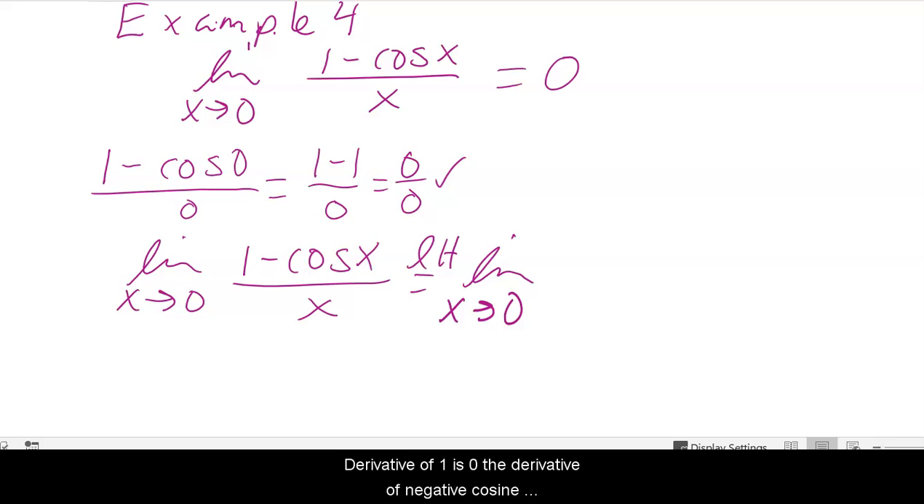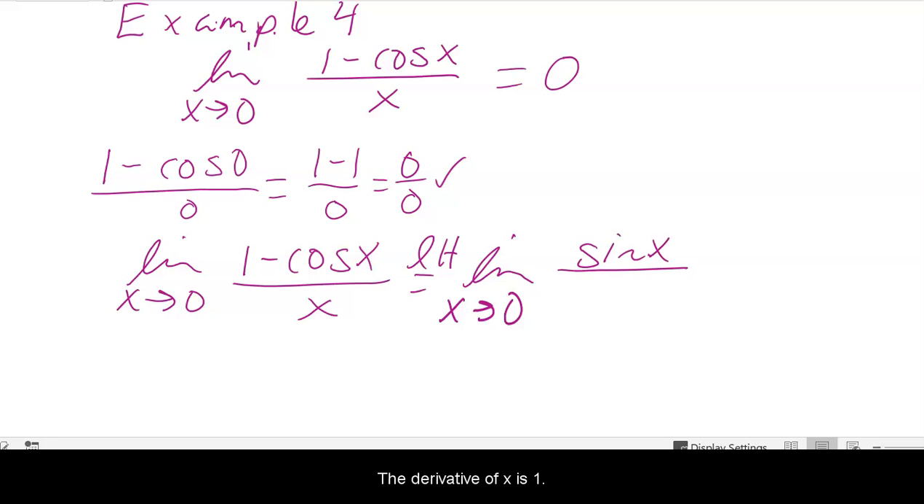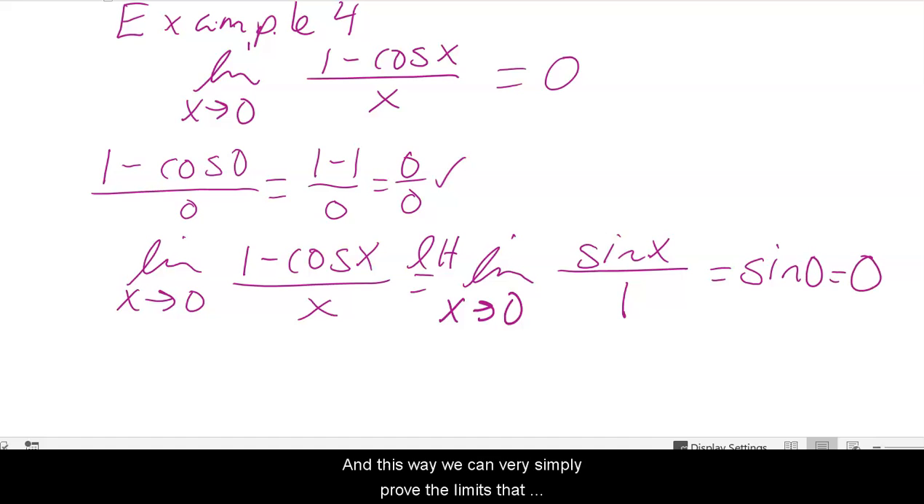The derivative of 1 is 0. The derivative of negative cosine would be positive sine of x. The derivative of x is 1. Now I plug in 0 for the variable again. This gives me sine of 0, which is 0. In this way, we can very simply prove the limits that we memorized from Chapter 2.